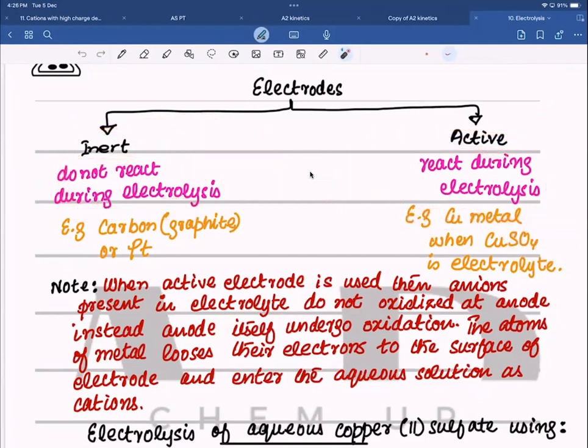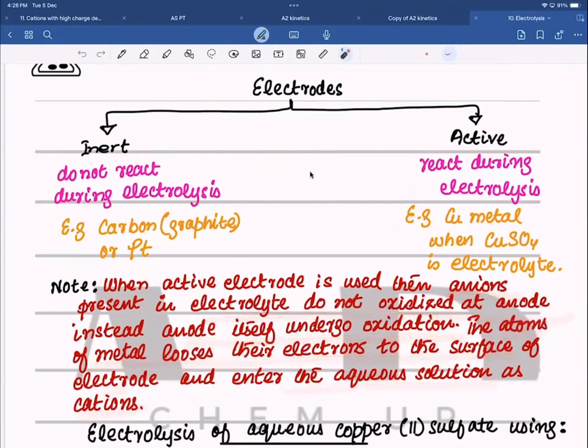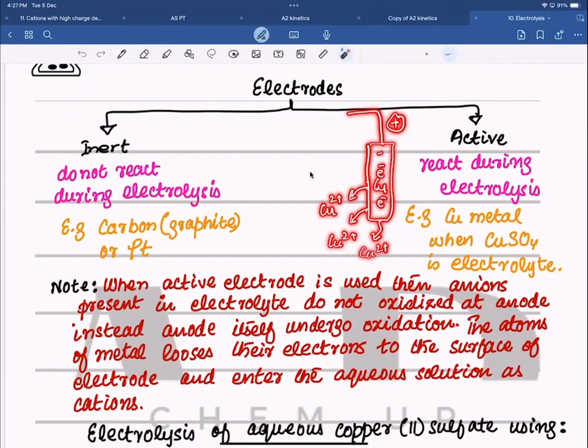Now in an active electrode, the anions in the electrolyte do not oxidize at the anode. Instead, the anode itself undergoes oxidation, and the atoms of the metal lose their electrons to the surface of the electrode and enter the aqueous solution as cations. For example, if I am using a copper electrode as the positive electrode, the copper atoms from the electrode start entering the solution as ions by losing electrons on the surface.